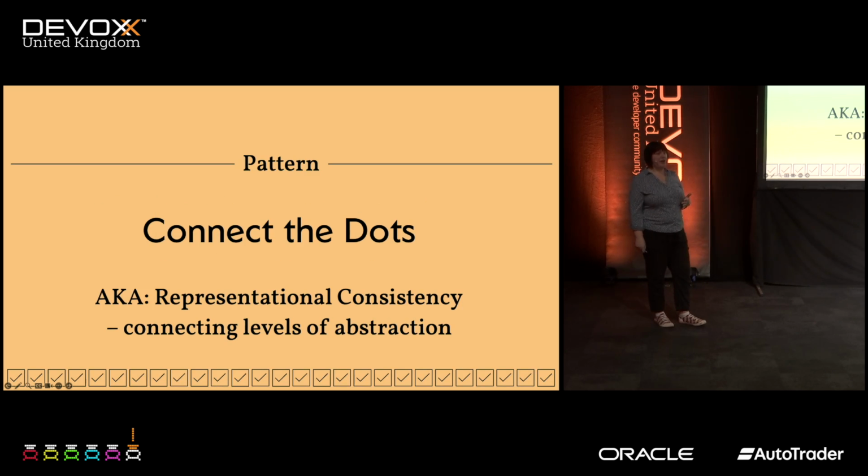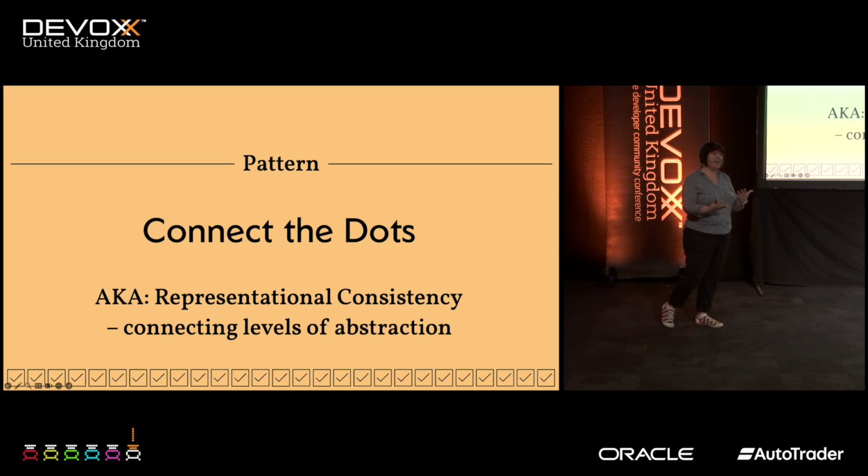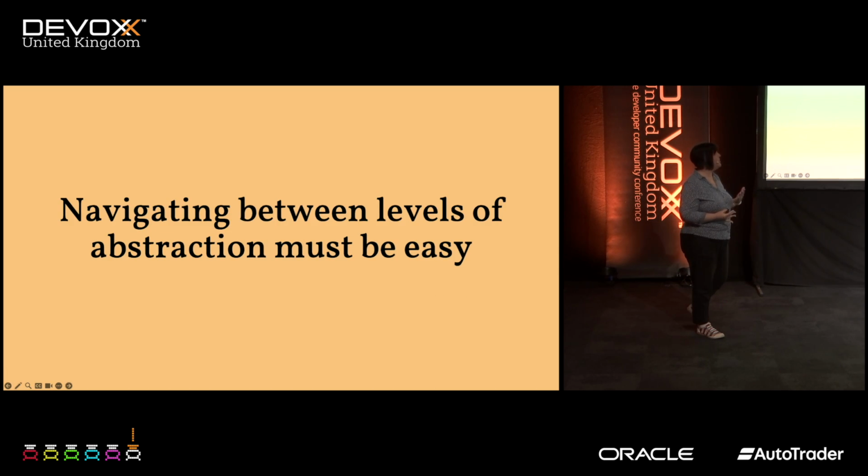Now, this is going to be our last one for today, and I said that I was going to talk about connecting up our different diagrams. This is called representational consistency, and this is showing that connection between the diagrams and allowing people to navigate easily between them.